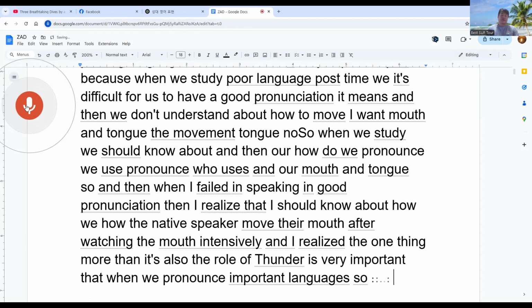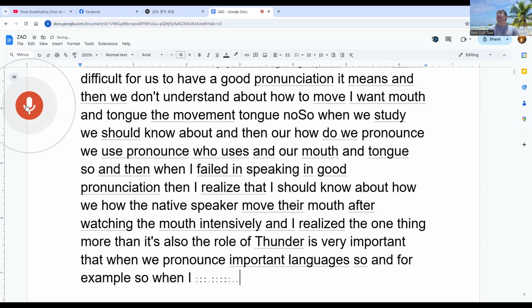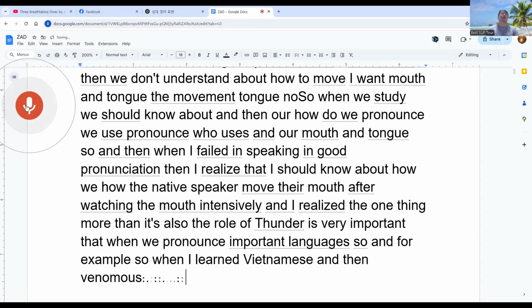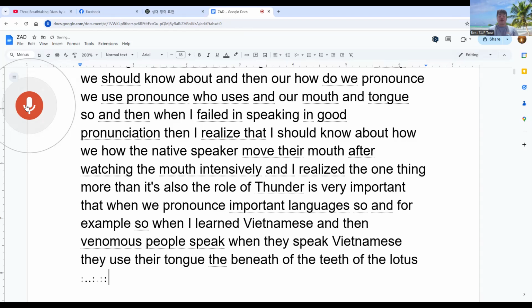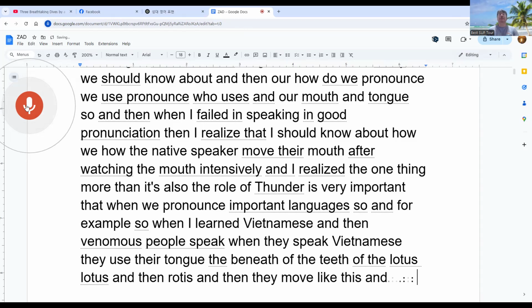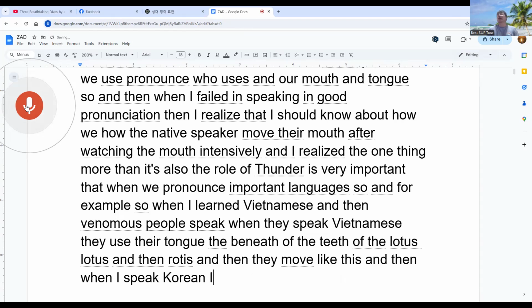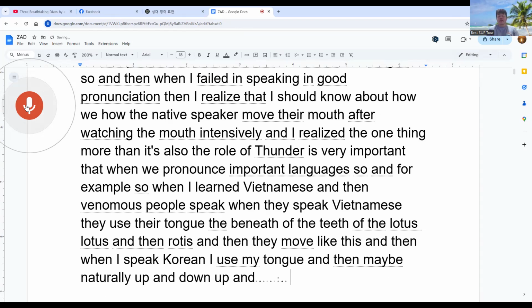For example, when I learned Vietnamese, Vietnamese people speak using their tongue beneath the teeth, the low teeth, and they move like this. And when I speak Korean, I use my tongue, maybe naturally up and down, up and down. In English, as you're saying, it looks like Vietnamese.